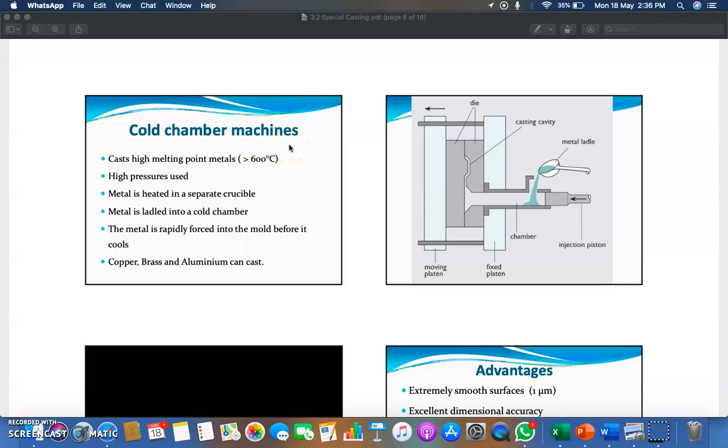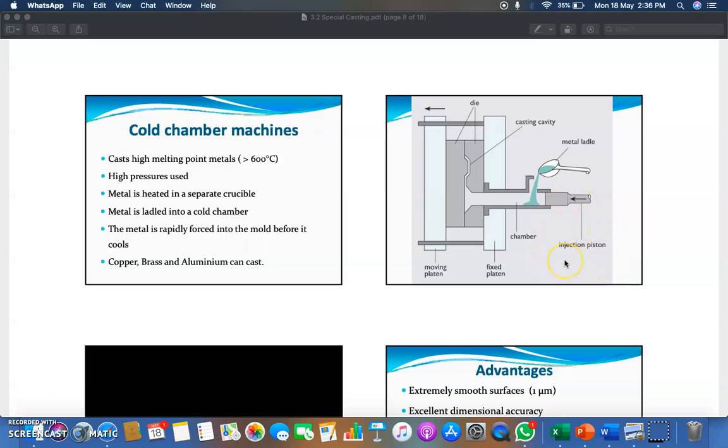Let's come to the setup for this cold chamber die casting machine. As you can see here, this is a moving platen, this is a fixed platen. With the help of a metal ladle, you have to pour your metal here, which will go to this inlet, and this is the injection piston. When it moves, your molten material will flow from here and move to the casting cavity with the help of this injection piston.